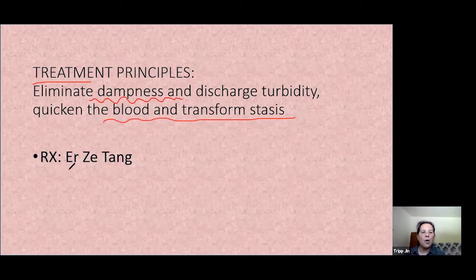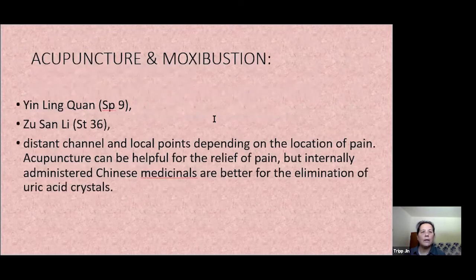So with the formula we use Er Miao San. Er is two, Miao because there are two herbs inside. This formula, I think it's not in the OCC family, but you can look in the book to see what ingredients are inside.